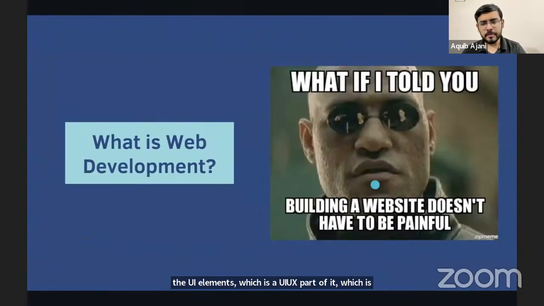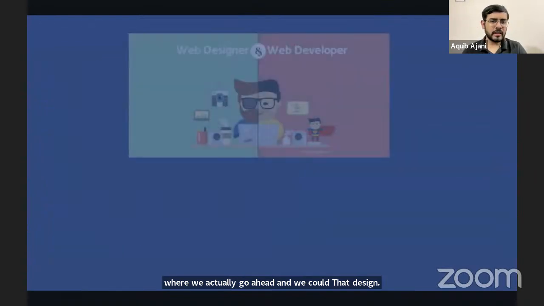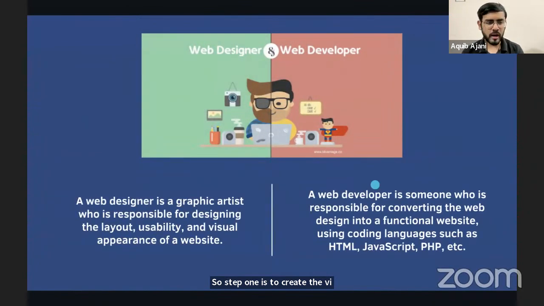And then web development is where we actually go ahead and we code that design. So step one is to create the wireframes, and then step two is to create the code, right? So again, these are two different job roles or two different job responsibilities. The first one, web designer, is somebody who is a graphic artist, and they are responsible for designing the layout, the usability, the visual appearance, all of that.